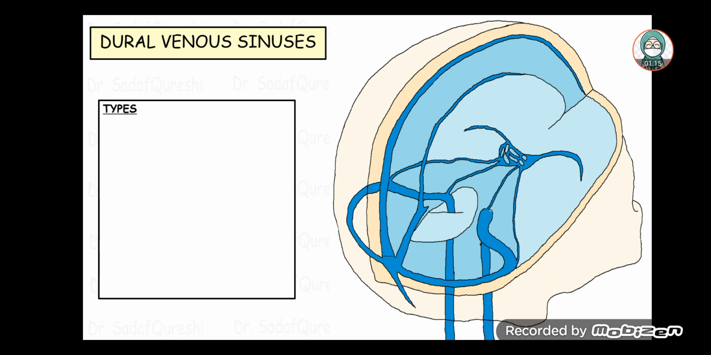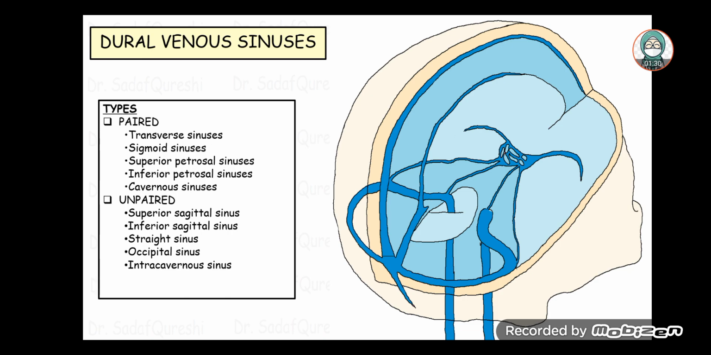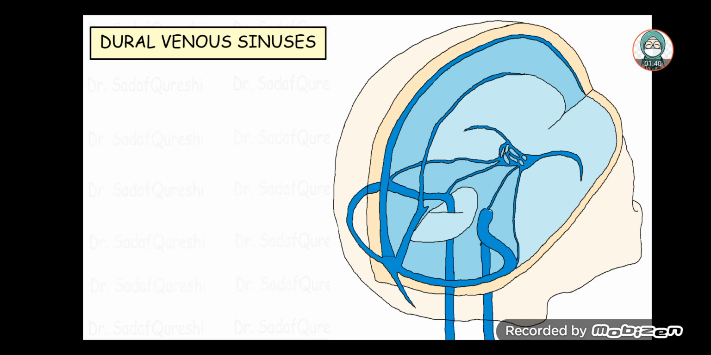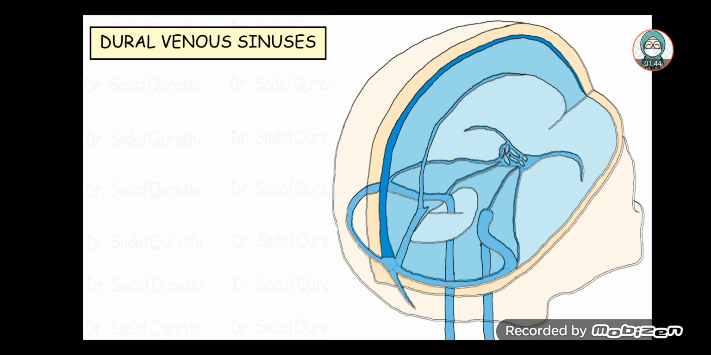Talking about the types of dural venous sinuses, they may be paired or unpaired. The paired dural venous sinuses include transverse sinus, sigmoid sinus, superior petrosal sinus, inferior petrosal sinus, and cavernous sinus. While unpaired dural venous sinuses include superior sagittal sinus, inferior sagittal sinus, straight sinus, occipital sinus, and intracavernous sinus. Now we'll talk about all of these sinuses one by one, where they are located and what area of brain they drain.